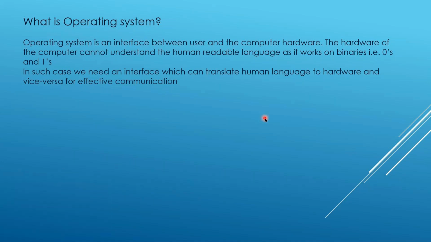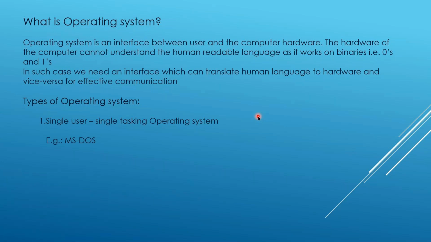Now, types of operating systems. What are the types available? Single user, single tasking operating system. In this type of operating system, only one user can log into the system. He can perform only one task at a time.